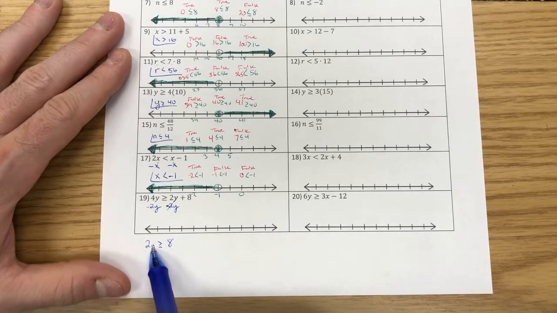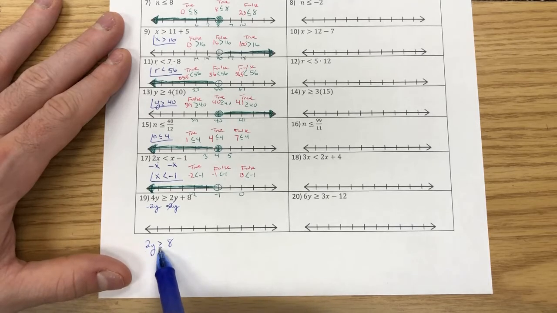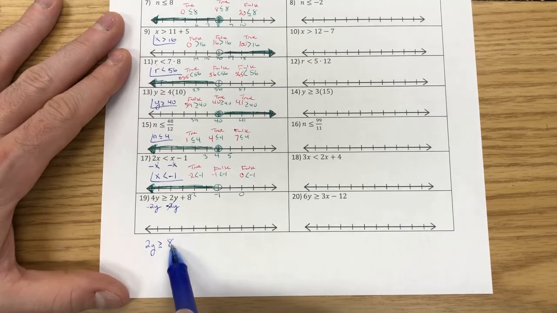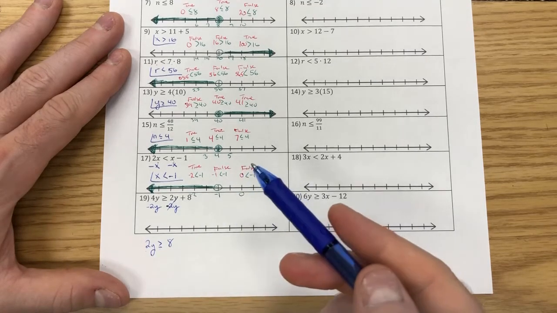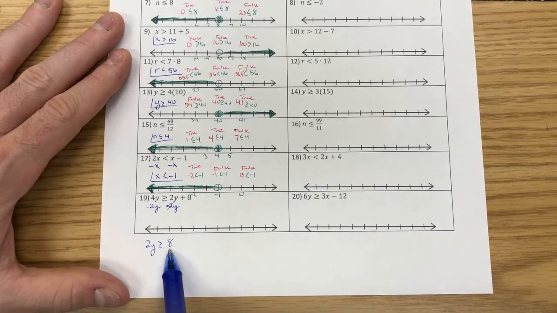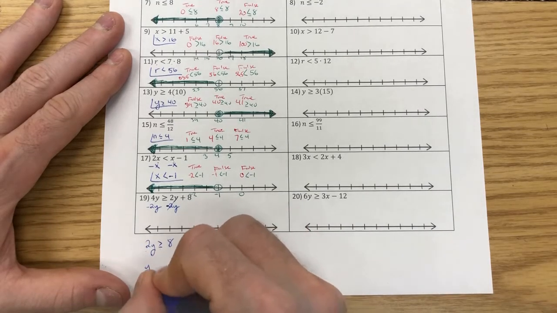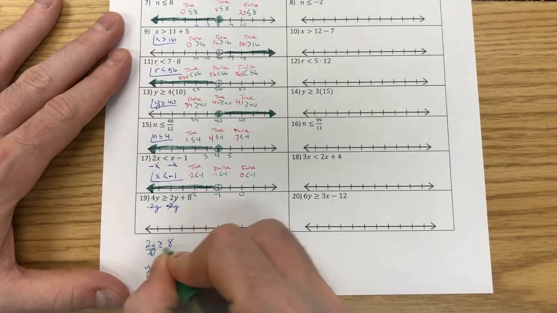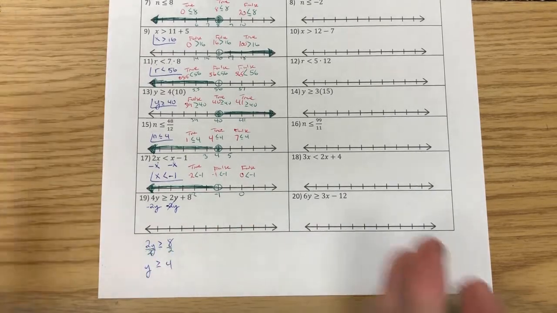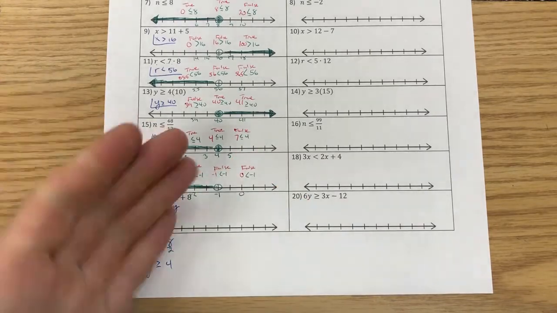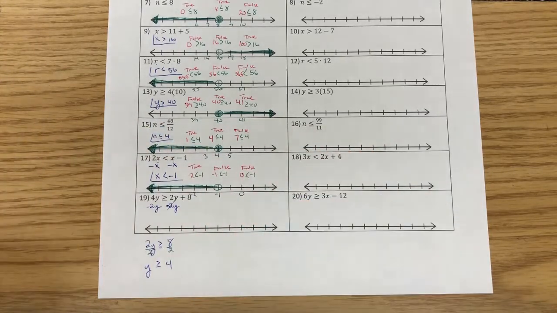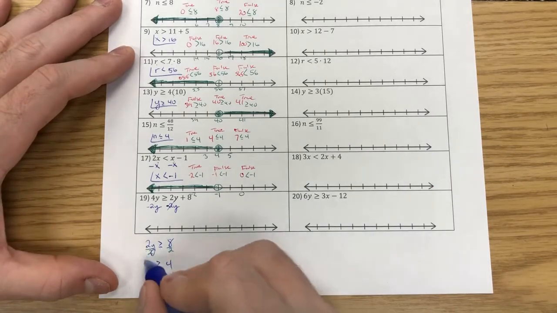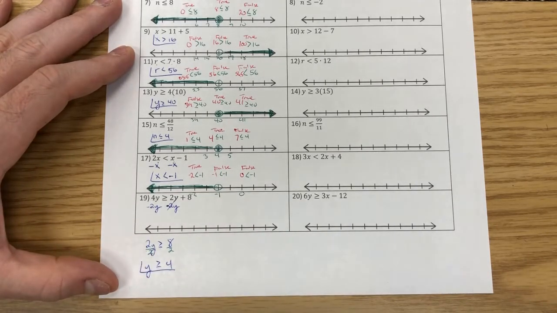Now, if I have 2 pencils that are worth more than or at least $8, how much is each pencil worth? $4. How'd you get that? Well, you said, if 2 pencils are worth 8, half of that would be a single pencil, and half of that would be $4. What exactly did you do? Well, you divided. You said, I'm dividing this by 2 and that by 2. Again, we keep it even. What we do on one side, we do on the other side. So we're left with y is greater than or equal to 4.